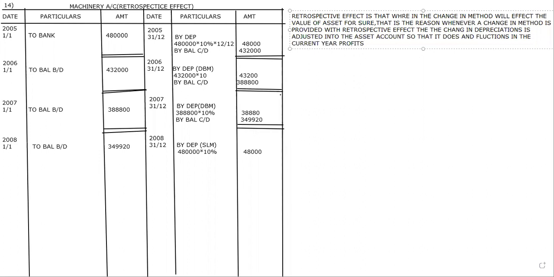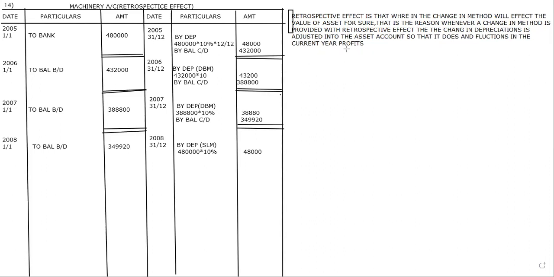Okay? So retrospective is the effect wherein the change in the method will definitely affect the value of the asset for sure. So that is the reason whenever a change in method is provided with the retrospective effect, then the change in depreciation is adjusted into the asset account so that it does not fluctuate in the current year profit. So this is about a retrospective effect. Now, how is this actually done in practice? So that we are going to do.